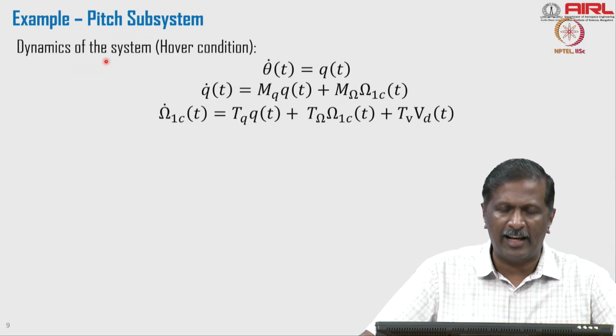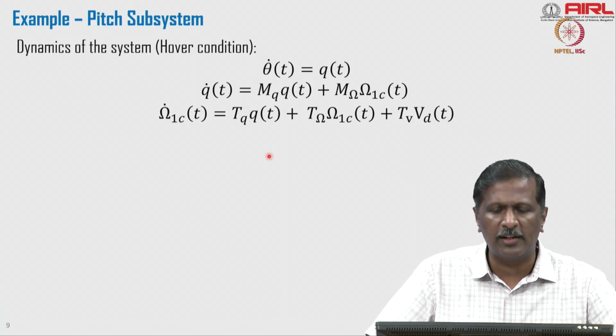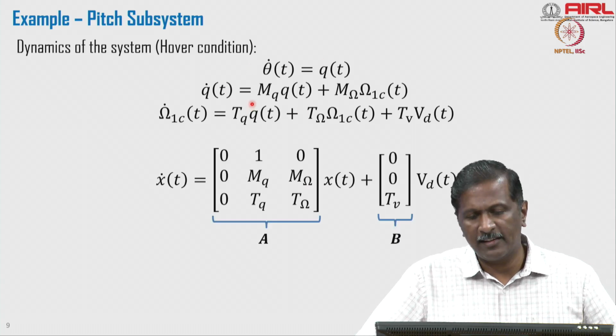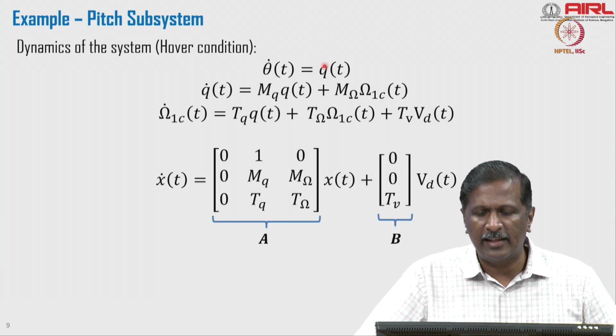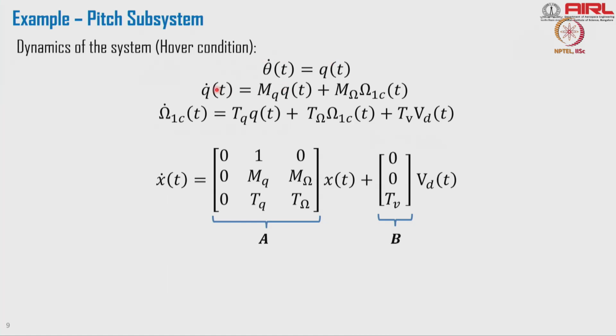Now, if I take the pitch dynamics at a hover condition, I can write them in state space form, taking theta, Q and omega 1C as the states of the system, and VD as your input. If I write it, you will get 0 1 0, 0 MQ M omega, 0 TQ T omega, times X of t, plus the input matrix times VD. That's my state space representation of the pitch subsystem of the multirotor.